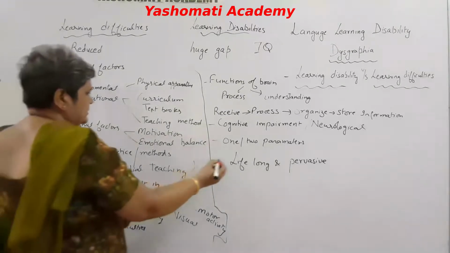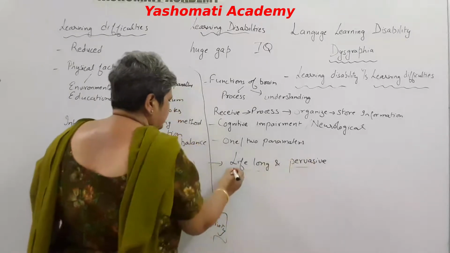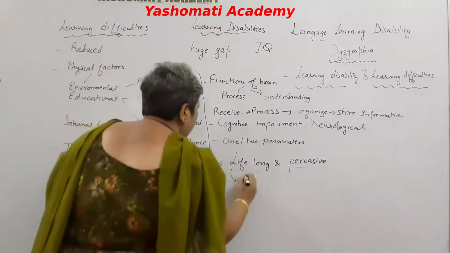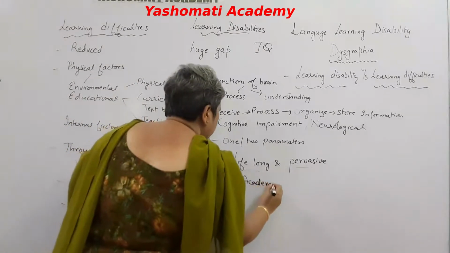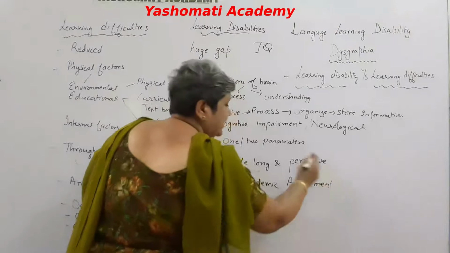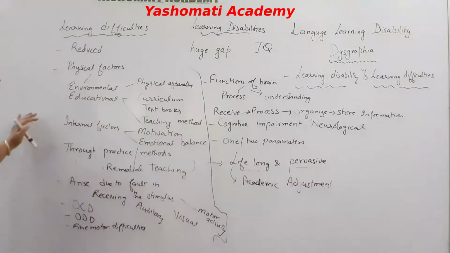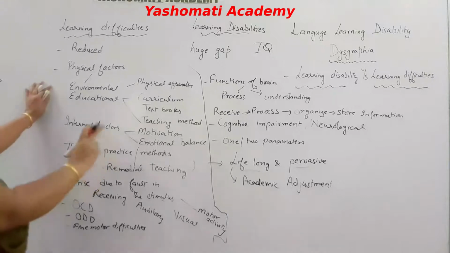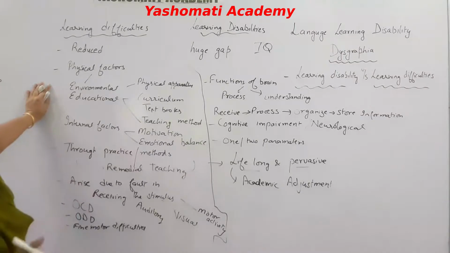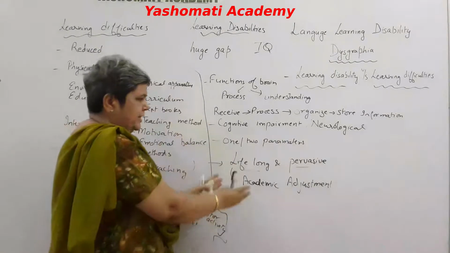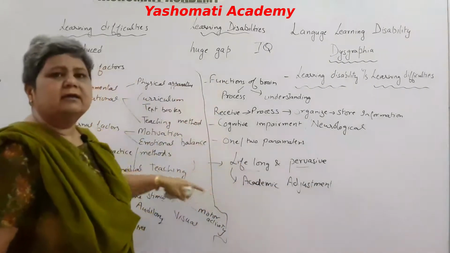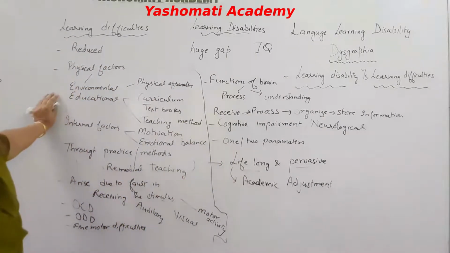And in this case, because they are lifelong and pervasive, how are we to tackle them? We can tackle them by academic adjustment. That means the government or the law or the society have to recognize these learning disabilities as a problem with learning, and we have to give them certain facilities or make certain adjustments in academics so that these learners can also be absorbed in the mainstream.